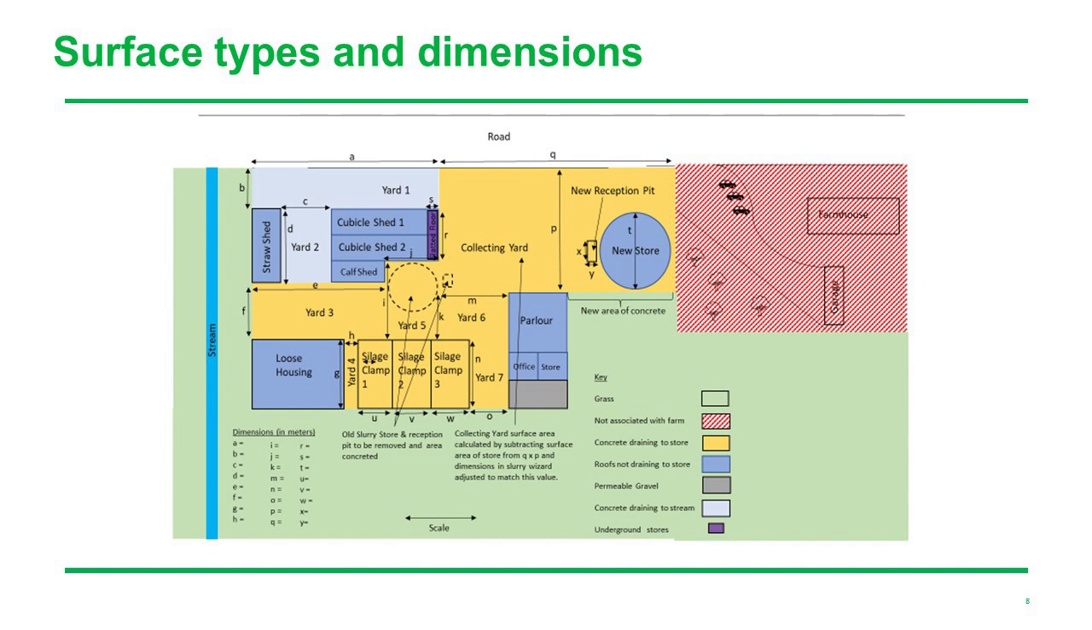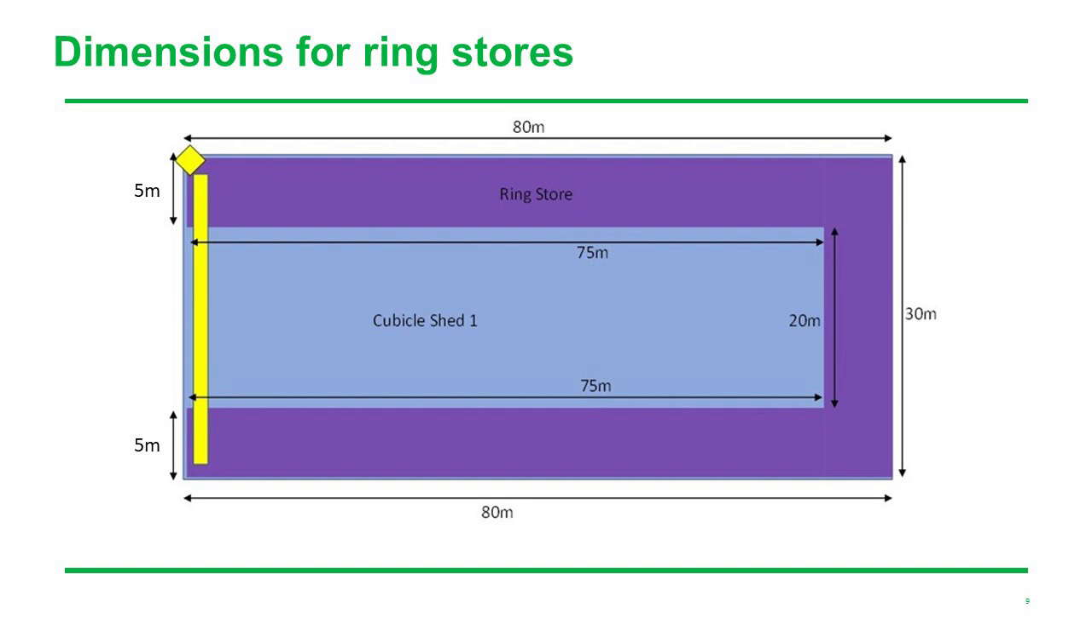You must include dimensions for all slurry stores, reception pits, and external surfaces that drain to the slurry storage system. These may include above ground slurry stores, below ground slurry stores, impermeable yards, for example, concrete, roofs, silage clamps, reception pits. If you have a ring store, you will need to provide the dimensions for all sides of the store's footprint and not just the outer edge dimensions. This image is an example of how to provide dimensions of a ring store in a site plan.